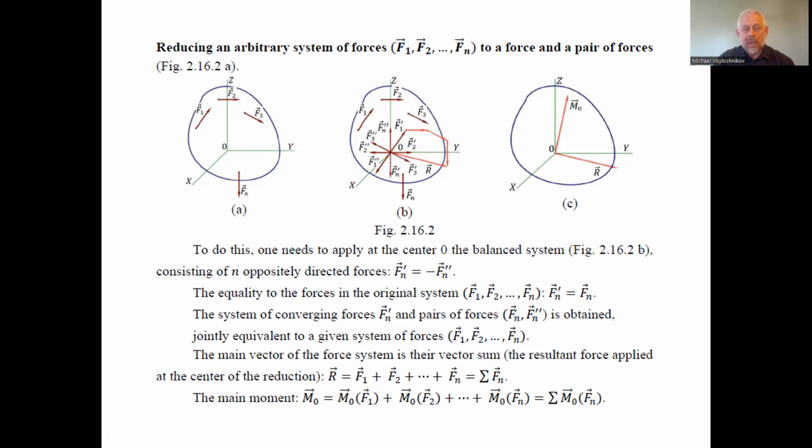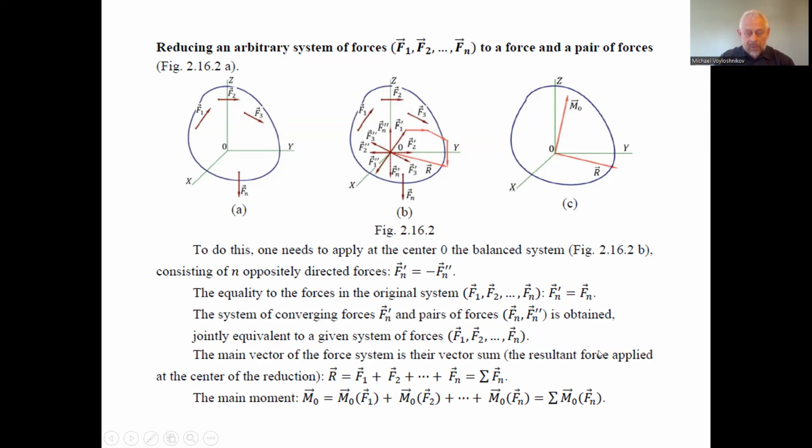For F2, for example, here we have the parallel force in the same direction, F2 stroke, and the opposite force to F2 stroke, F2 two strokes, which is in the couple with F2, rotating the body. And we have the same for each of all the others. For Fn, we have the force Fn stroke applied to the reference point 0 and the opposite Fn two strokes.